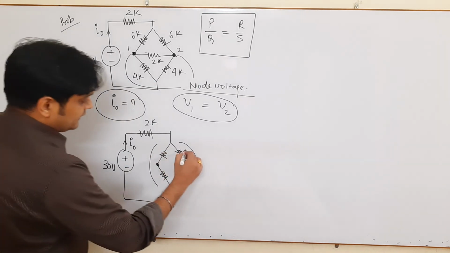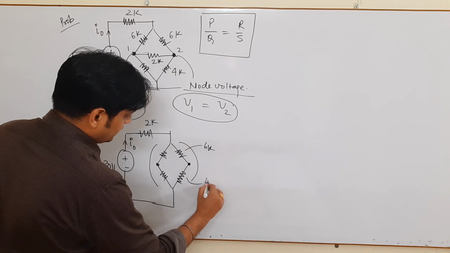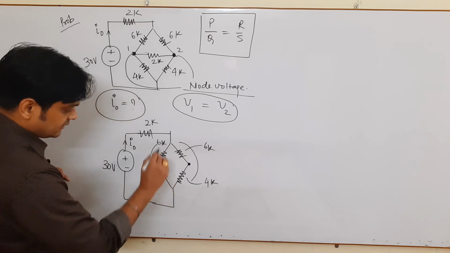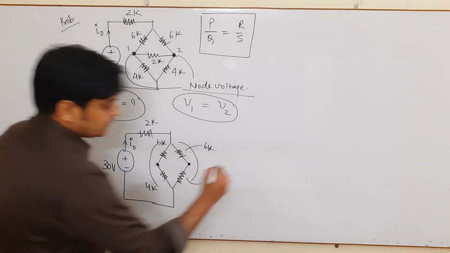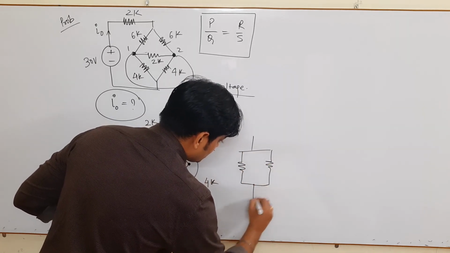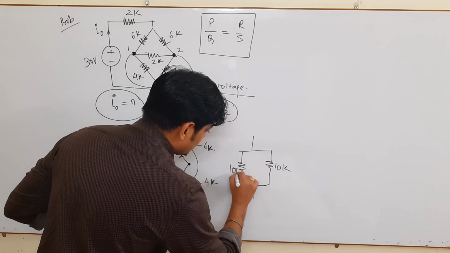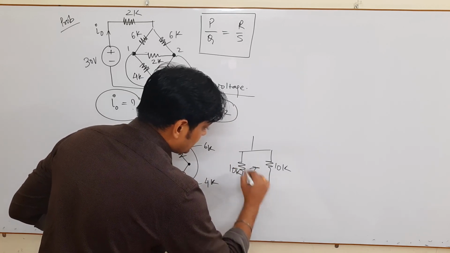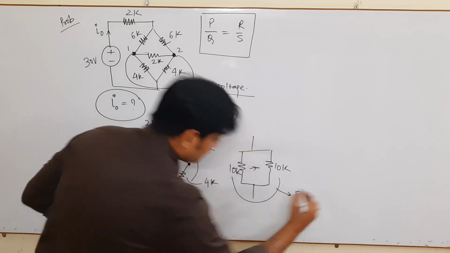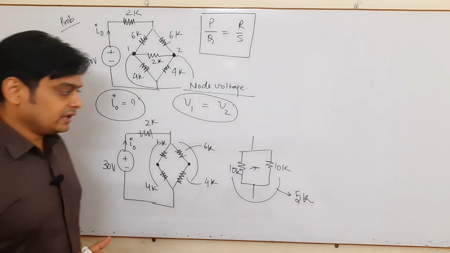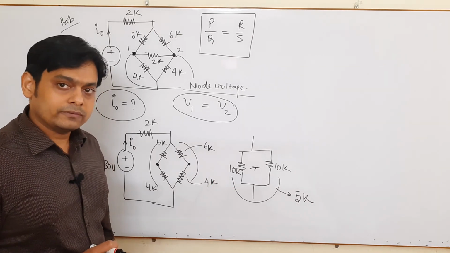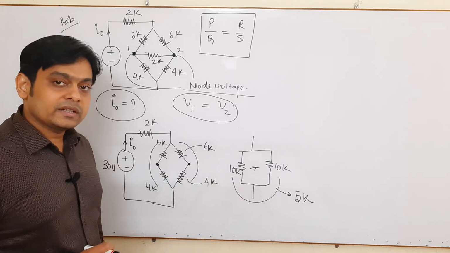It means if it is 6K and 4K, similarly 6K and 4K, how much is it? It is 10K, it is 10K. So you can say it comes into parallel in this manner. This is 10K, this is 10K, and the parallel combination of 10K and 10K comes to be 5K. When two resistors are connected in parallel and they are the same, the resistance gets halved.